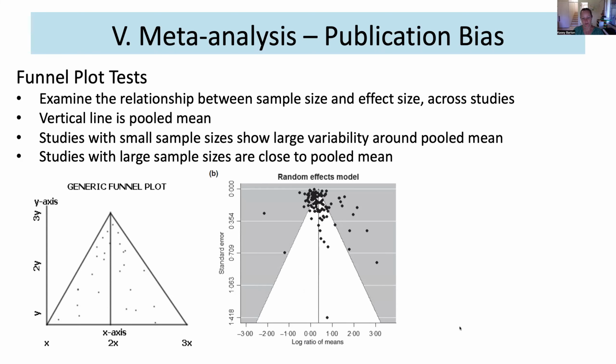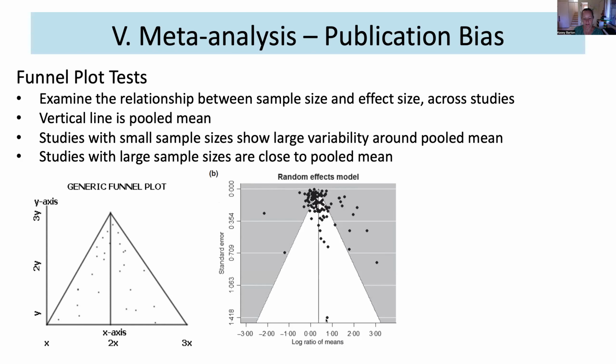Here's what it can look like if there's publication bias. So again, the same thing. This is the effect size. Here's my overall effect size. You can see it's not 0, it's something over here, 0.3 maybe. And I'm using standard error as an estimate of sample size. A small standard error reflects a very large sample size, and a large standard error reflects a small sample size.